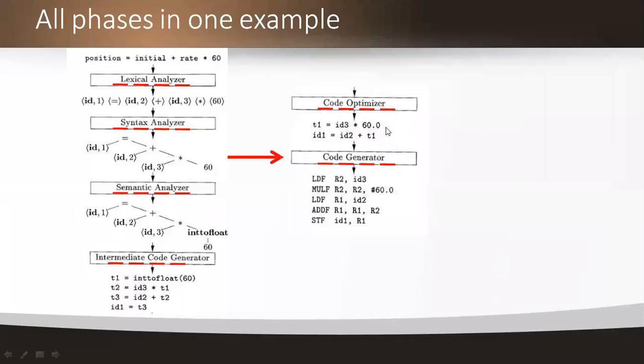Just we are going to check it now. ID1 is equal to ID2 plus what T1 is, ID3 into 60.0. The same source string we are getting here also. The meaning of the string should not be changed. But what we have done here is minimize the lines of code by improving the efficiency of the code. That's it. This is the implementation part of the code optimization.